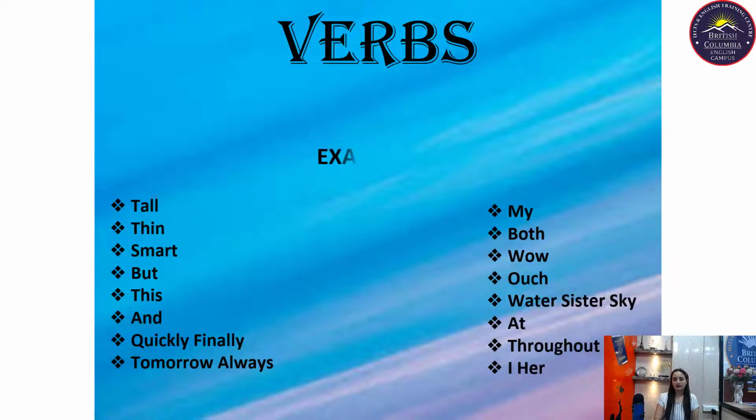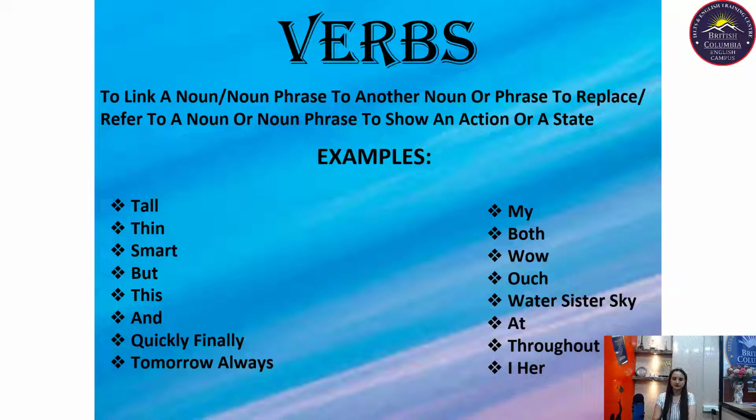Next up we have verbs. Now what are verbs? Well, verbs are particularly used to link a noun phrase to another noun or phrase, or to replace a noun or phrase to show an action or a state. So verbs are nothing but action words. For example: tall, thin, smart, but, this, and, quickly, finally, tomorrow, always, my, both, wow, ouch, water, sister, sky, at, throughout, I, and her. These are some examples of the verbs that we regularly use, and you need to be using all these sorts of verbs in your IELTS exam as well.